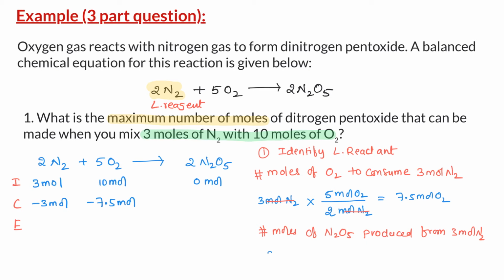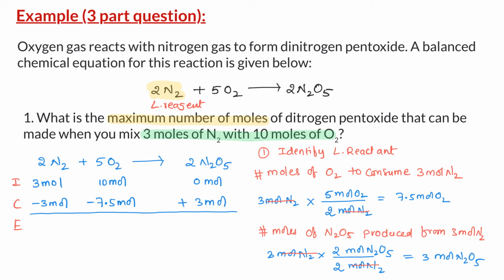We start with 3 moles of N2 and multiply it with a conversion factor that has moles of N2 in the denominator and moles of N2O5 in the numerator. And the ratio is 2:2. The moles of N2 gets cancelled. If we do the math, we get 3 moles of N2O5. So the change for N2O5 is plus 3 moles.